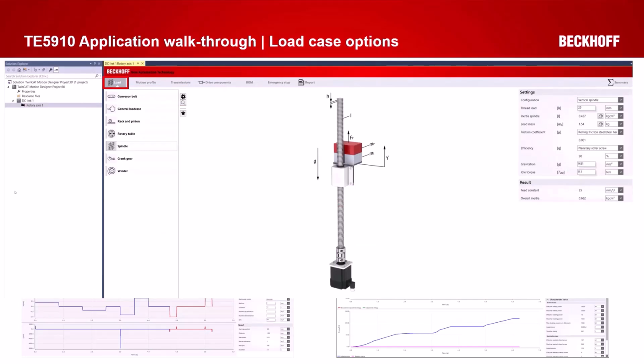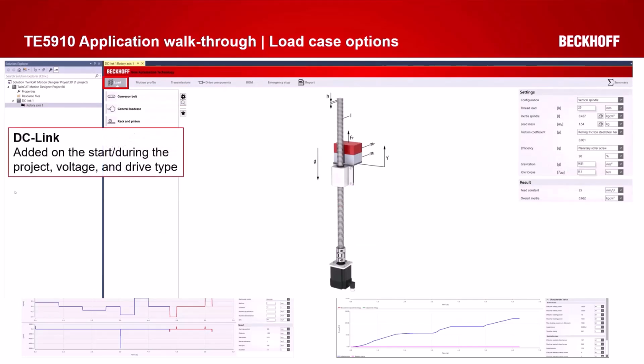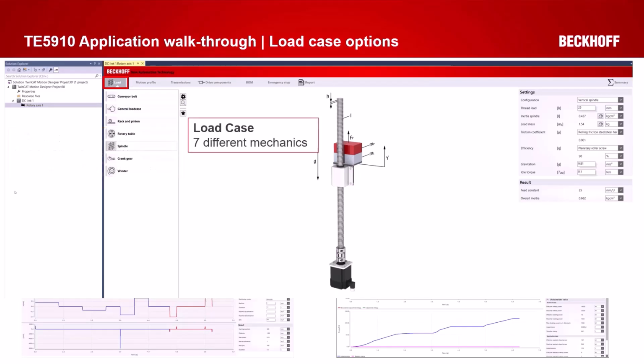The initial configuration starts with a DC link. This is added at the start of the project, or it can be added during the sizing, because maybe you want to look at a different drive type. And then what you do is specify the voltage and then the drive type you want to work with. The next is the load case. There are 7 different rotary axis mechanical load cases you can work with. Electric cylinders and linear motors are integrated as well.